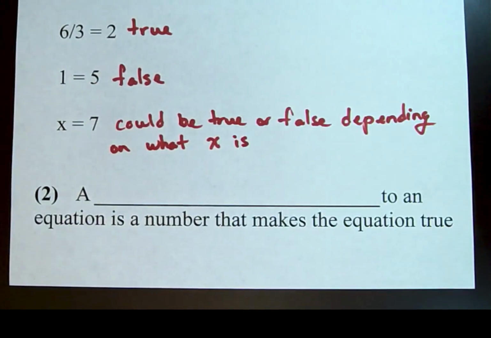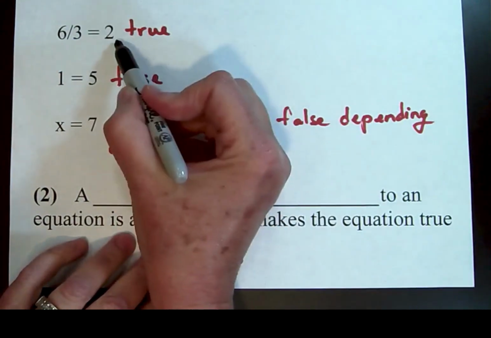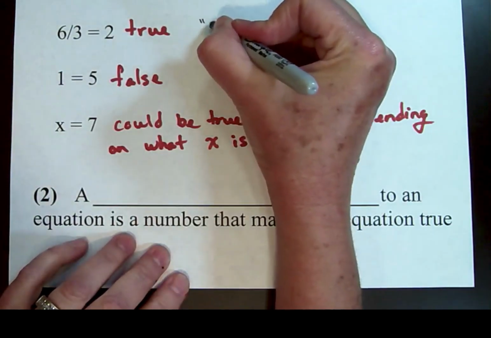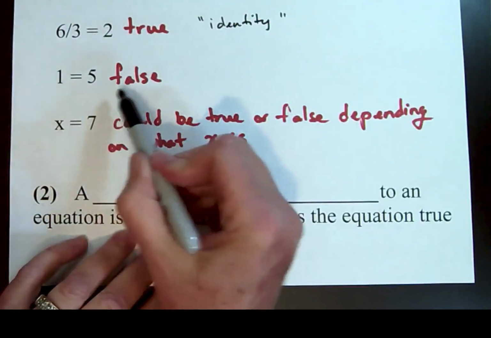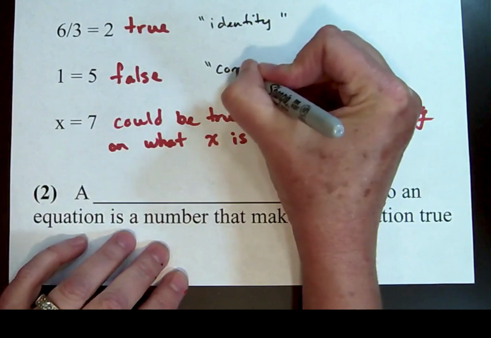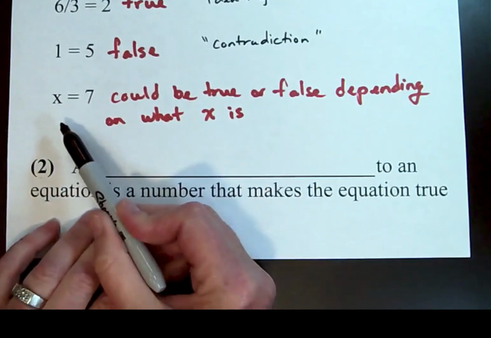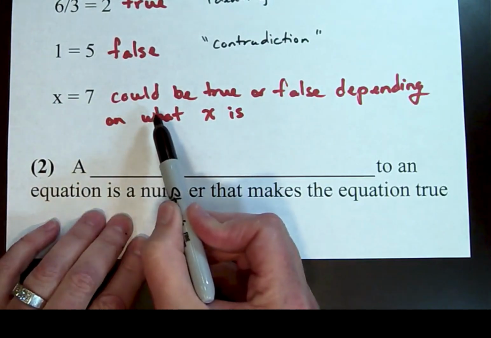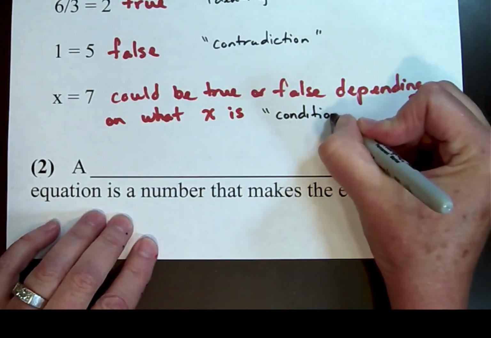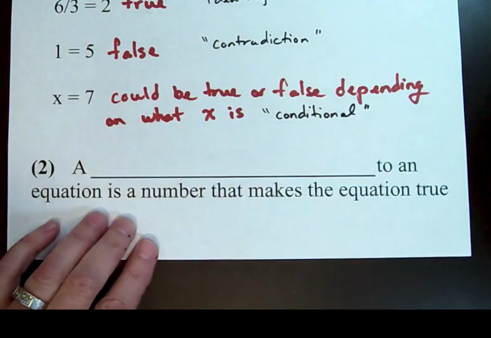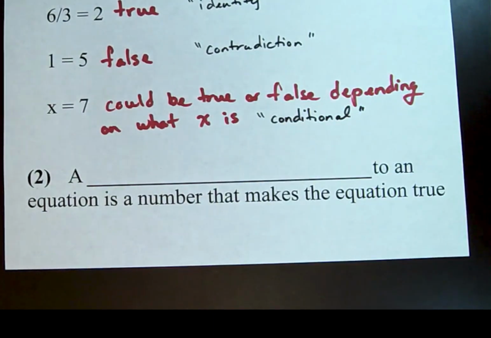Now, there are names for these three types of equations. An equation that's true is called an identity. An equation that's false is called a contradiction. An equation that's sometimes true or sometimes false is called a conditional. So it will be true under some conditions and false under other conditions. Okay, so learn those names for those types of equations.